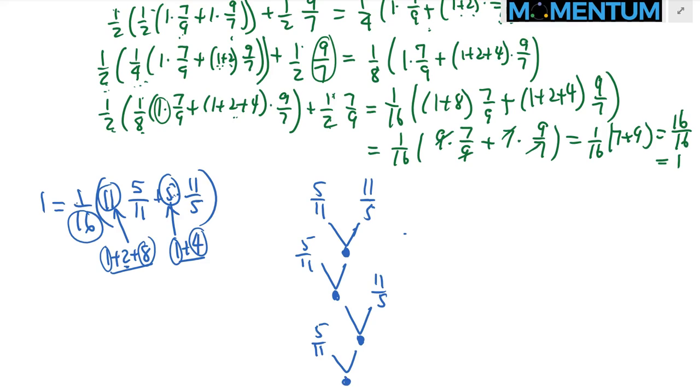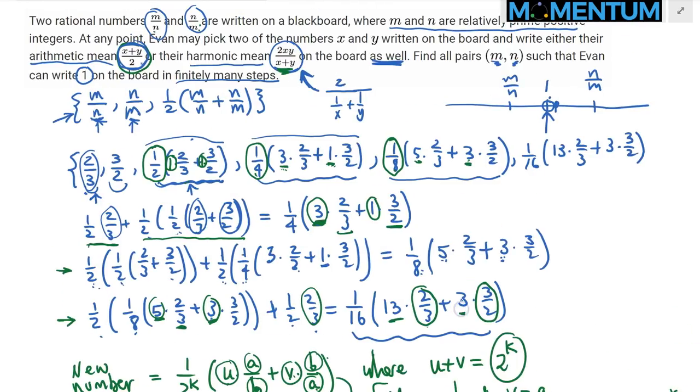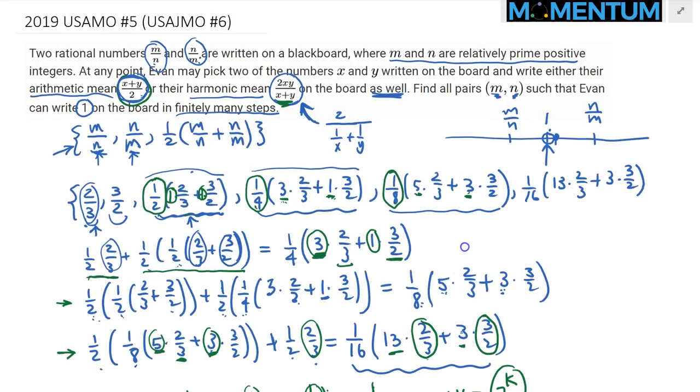So long story short, we have at least a claim without even resorting to the harmonic mean, just using arithmetic mean. If two numbers m over n and n over m are such that m and n are relatively prime and m plus n adds up to a power of 2, then I can, just using arithmetic mean, obtain 1. Does that make sense? I can reach the average of these two numbers, make it such that it is equal to 1. Now, how does things change when you have harmonic mean?